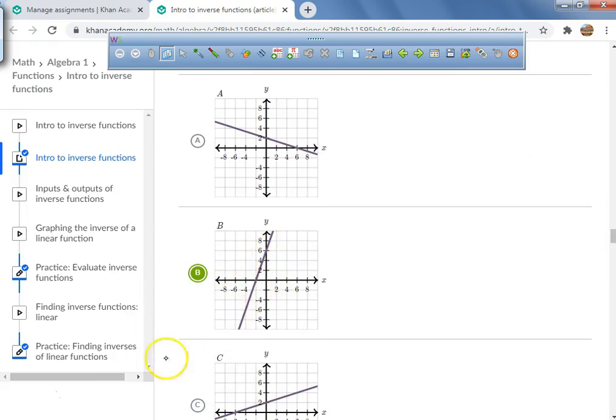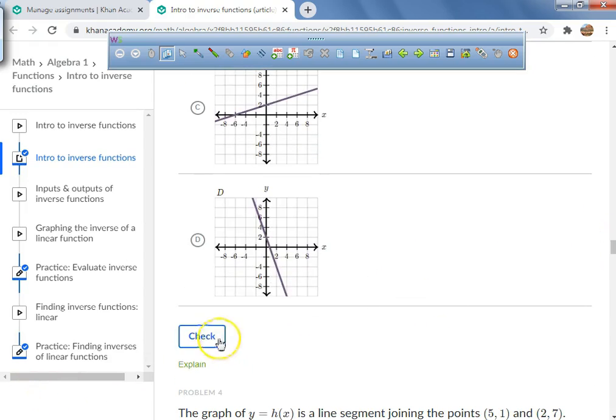There's the 0, 6 and the -2, 0. All right? And I will select it. You all have a wonderful day.